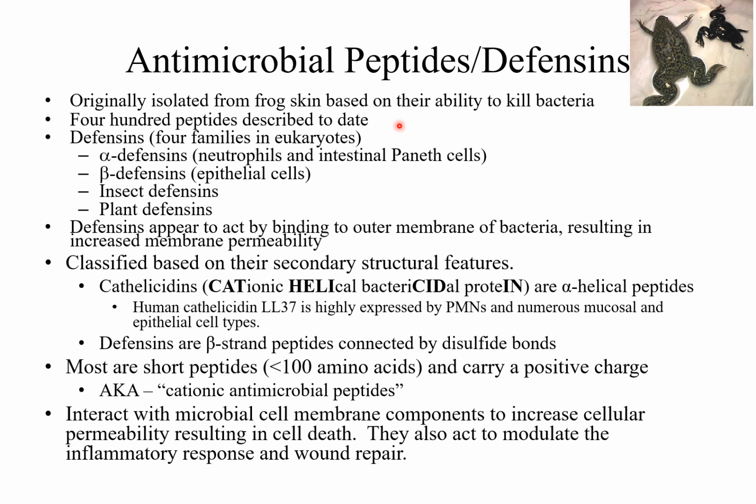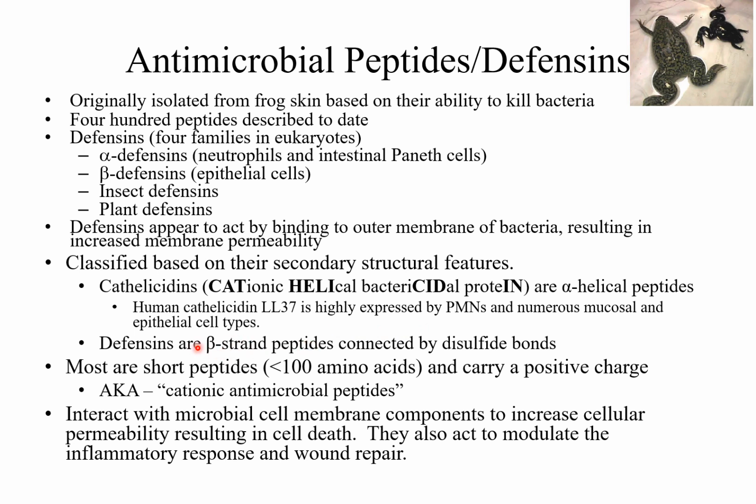Classified based on their secondary structural features. So we have those which are composed of alpha helical peptides, and we call those cathelicidins, and we have the beta strand peptides, which we call defensins. The human cathelicidin, LL37, is highly expressed by polymorphonuclear cells and numerous mucosal and epithelial cell types.